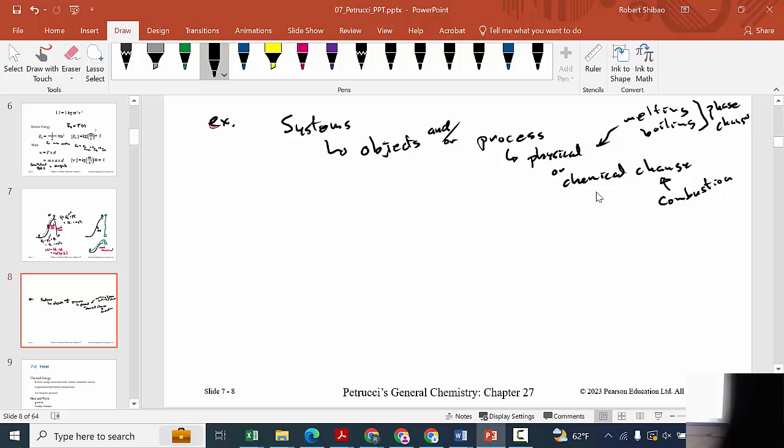In metathesis and acid-base reactions, the atoms are rearranged. But in redox reactions, in addition to being rearranged, the electrons, we're going to lose electrons and gain electrons. And that results in high energy.